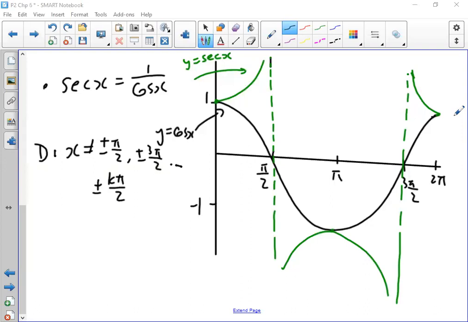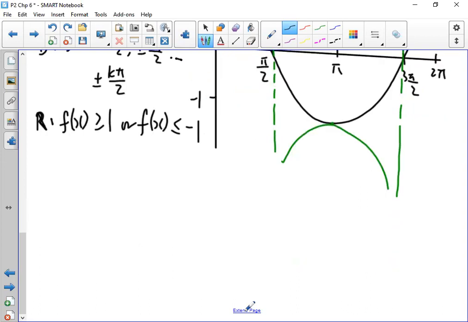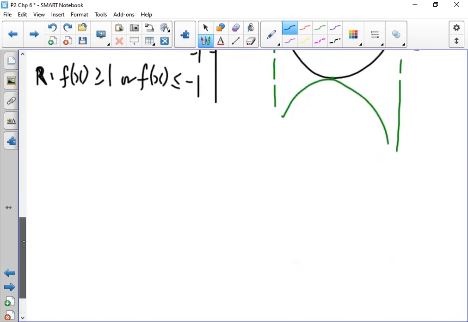What about the range? Well, the range is going to be the y values. So it has to be greater than 1. So y, or f of x, has to be greater than or equal to 1, or less than or equal to -1, same as the cosec x. Now, for the cot x graph, I'll recommend you to remember it.